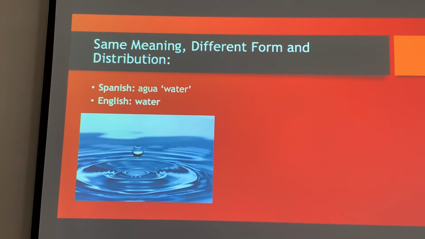The other type of interference is same meaning, different form and distribution. You have there Spanish agua, which means water, and in English the word water. You have there the same meaning, but it has a different form and distribution in the sense that the English word water may occur or may have a function as a noun, like in the example, the glass of water. It can also be used as a verb, in the example, water the garden, or even as a modifier noun in the compound water meter. Now, in Spanish, the word agua will only function as a noun, thus limiting its distribution. So it has a different form and distribution.